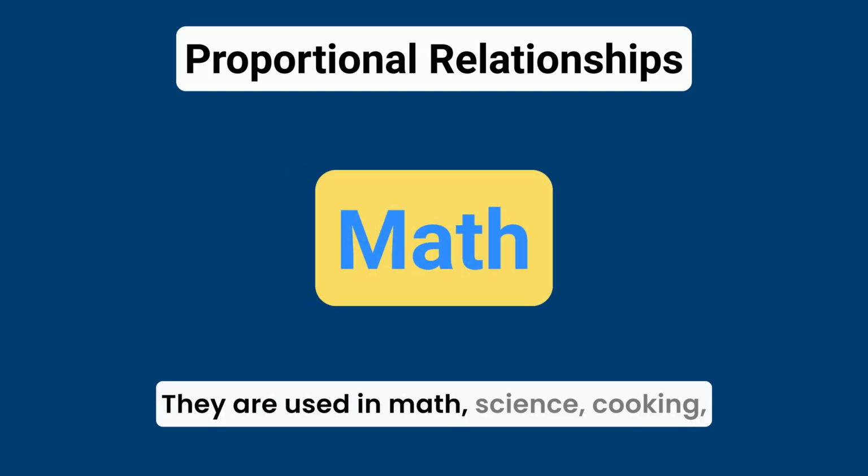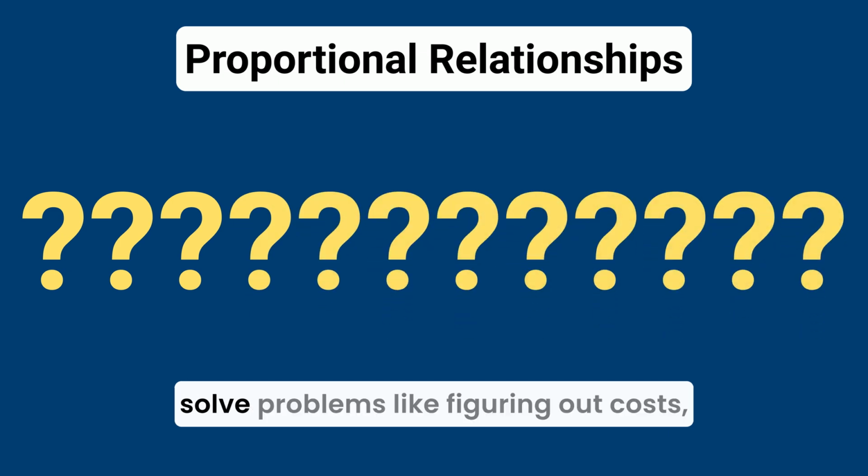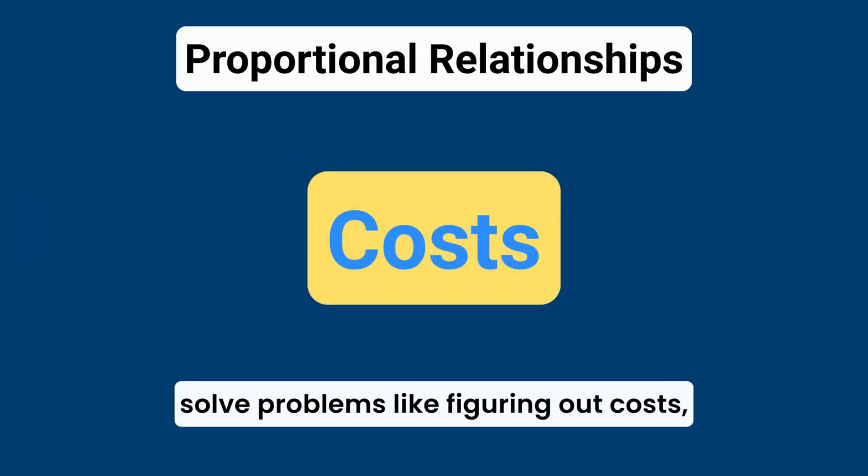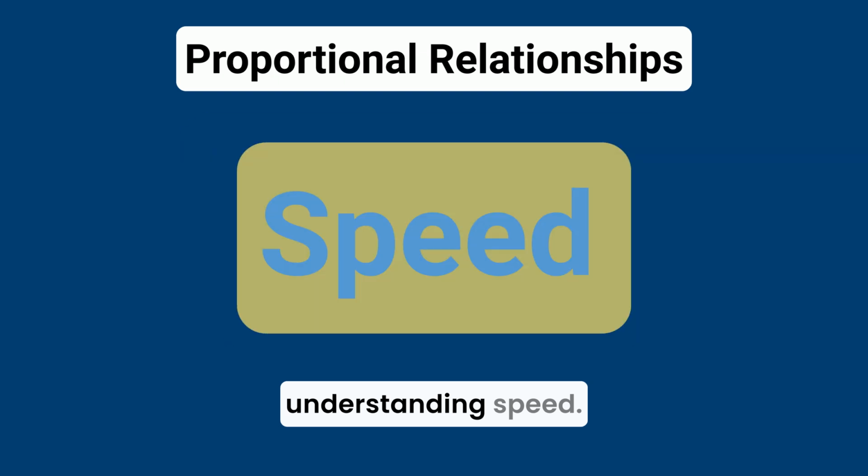Proportional relationships help us understand how things are connected. They are used in math, science, cooking, and more. Learning about them can help you solve problems like figuring out costs, measuring ingredients, or understanding speed.